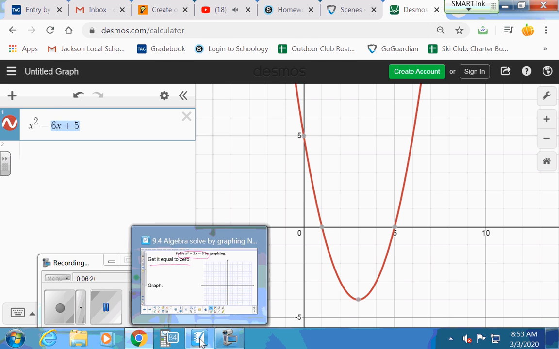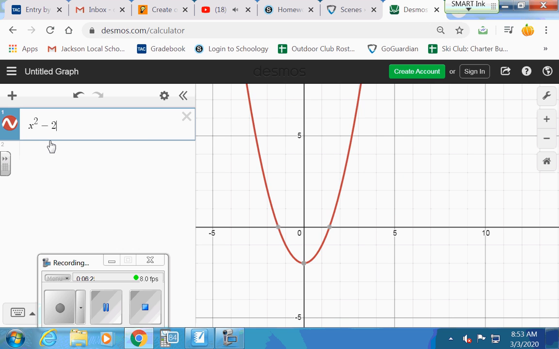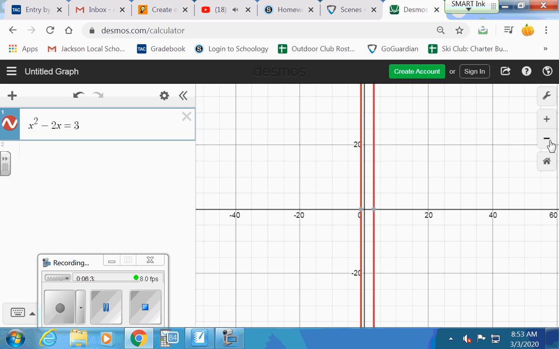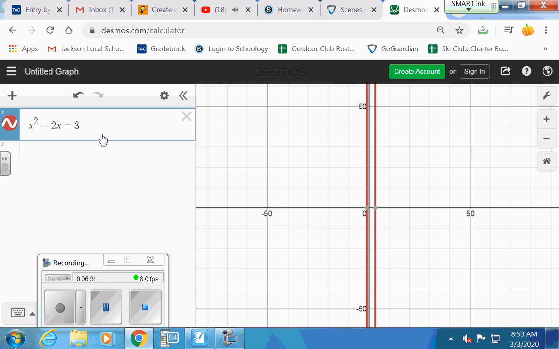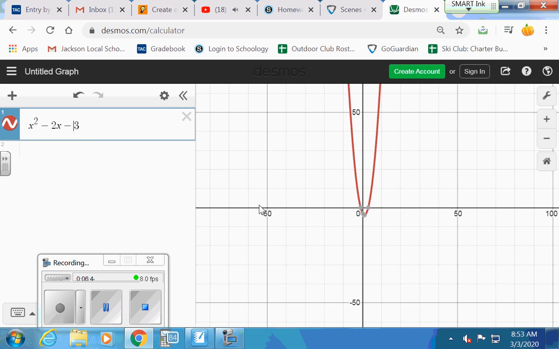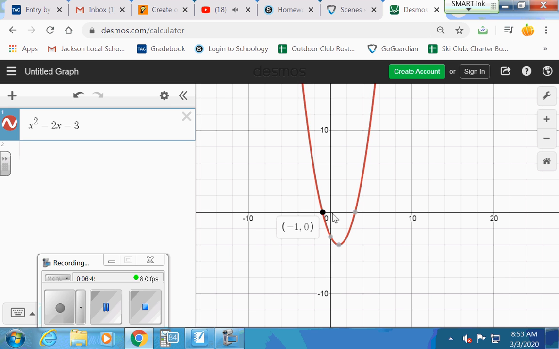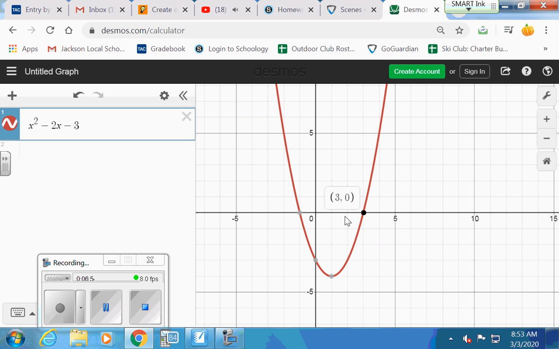X squared minus 2x equals 3. Wow. Oh yeah, that's crazy. What would happen if we would just move the 3 to the other side? There, that's better. So yeah, we still are going to have to set it equal to 0. My bad for remembering that wrong. So there's an answer, and there's an answer. We can see the problem. It'll do that sometimes.